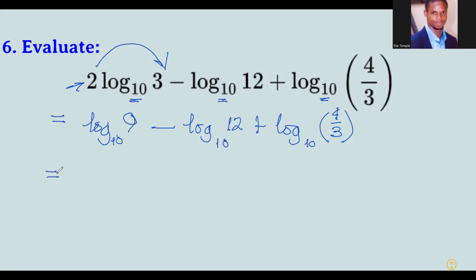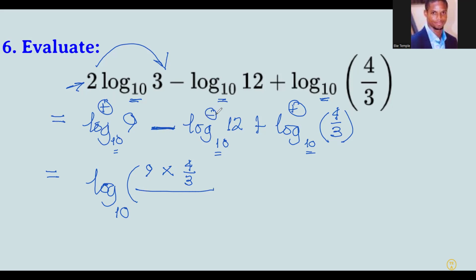Let's go straight away. Same base 10 all round. So let's take that logarithm to that same base 10. Logarithm to the same base 10 of the ones with the positive logarithm must multiply in the numerator. So let's say 9 multiplied by 4 over 3 in the numerator. Now divided by, let's have the denominator, the one with the negative logarithm, of course, 12 in the denominator.